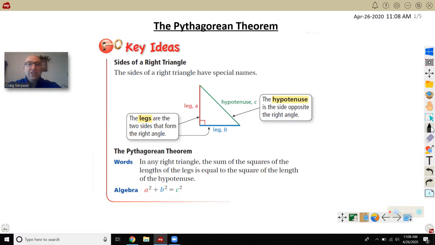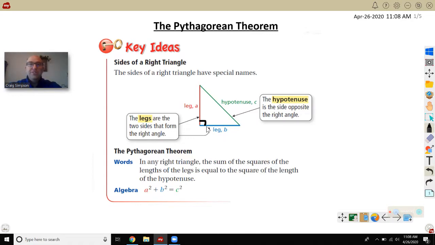What do we mean by a right triangle? A right triangle is those triangles that form that 90-degree angle for one of its corners. So you can see in this triangle we have a 90-degree angle, so we're going to be able to use the Pythagorean theorem.